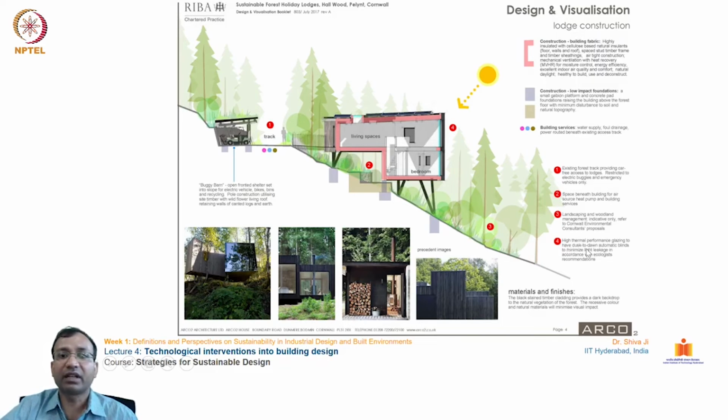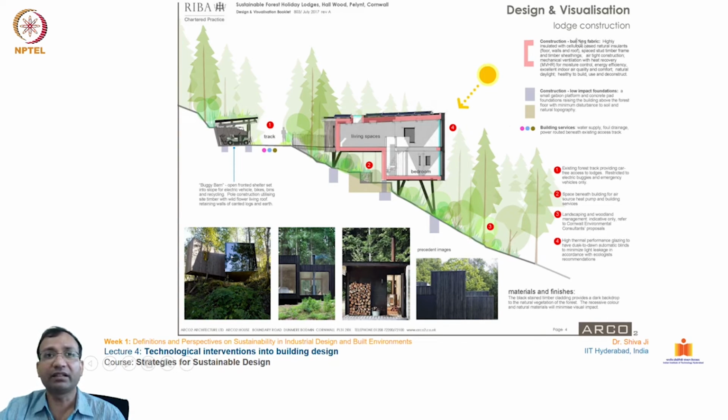And the fourth one, if you see, is high thermal performance glazing with dusk to dawn automatic blinds to minimize light leakage in accordance with the ecologist's recommendation. So technological advancements of the materials are also used to minimize the losses of energy from indoor to outdoor.